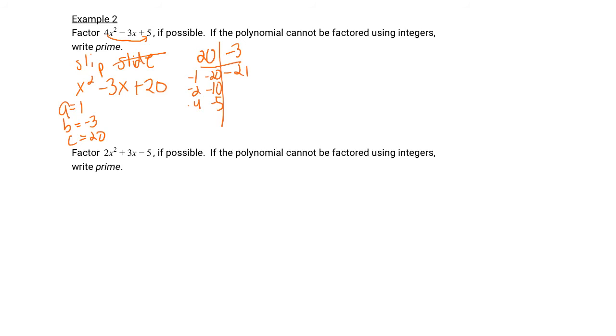We add these up. None of those are negative 3. This, my friends, is a prime polynomial. Okay? Cannot be factored. Try your hand at factoring this and tell me if it's prime or not. Let's see it.